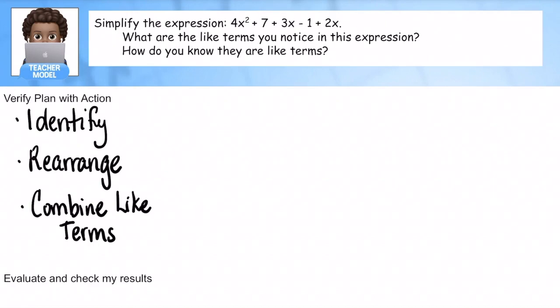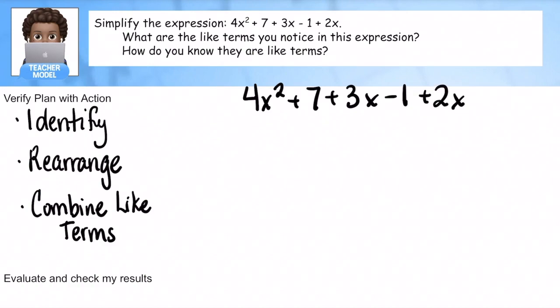We're going to look at a more complicated expression. 4x squared plus 7 plus 3x minus 1 plus 2x. And we're going to follow our same 3 steps: identifying, rearranging, and combining like terms. So the first part is pretty easy because we're just going to identify our constant terms. It's easy, just look for numbers. But before I look at the next set, I'm going to look at the variables.